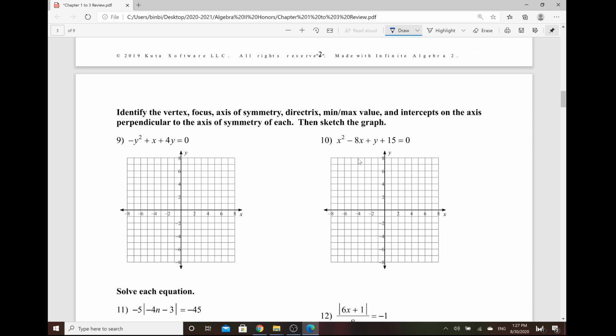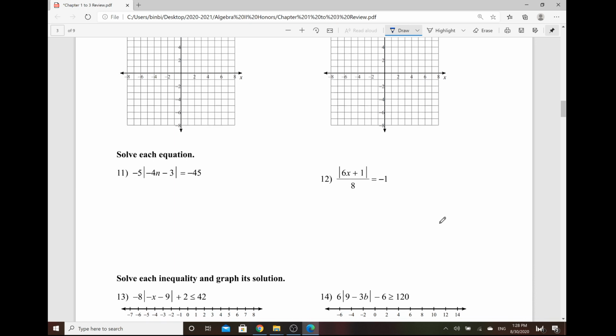Identifying the vertex, the focus, the axis of symmetry. Again, don't worry about the focus. Do not worry about the directrix. We just want to find the vertex, the min or max value. This one is quite similar to the one I showed you earlier, the one where you need to complete the square. If you see that it's x squared for the parabola, that means it's a vertical parabola. If it's y squared, that means it's a horizontal parabola.